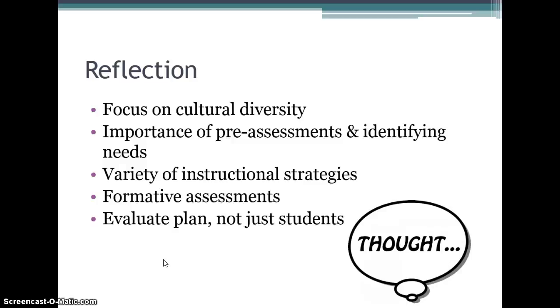Formative assessments will be key. They will help me see how the students are progressing towards my instructional goal. And in the end, I need to evaluate my plan itself and not just the student's performance. I may find the flaws are not in the students' learning, but in my instruction.